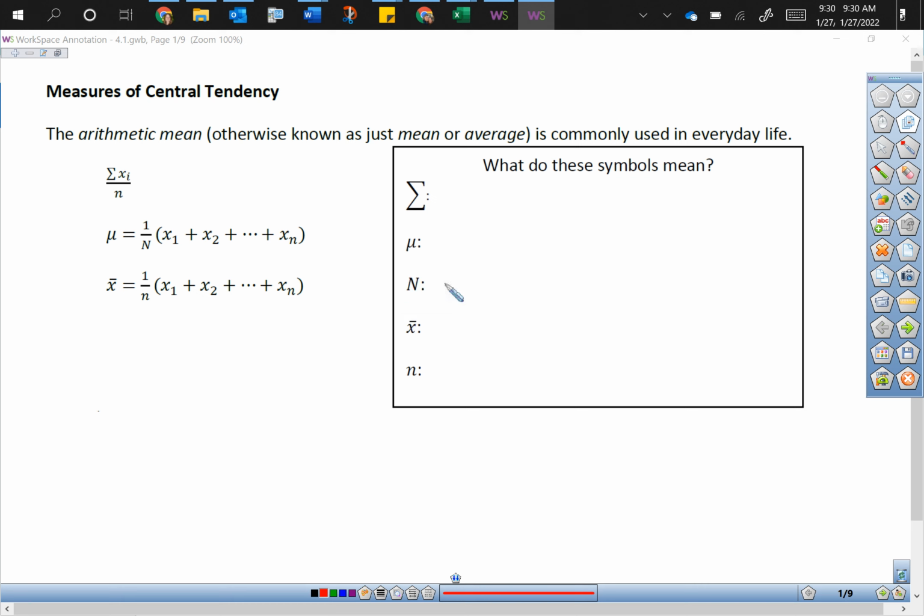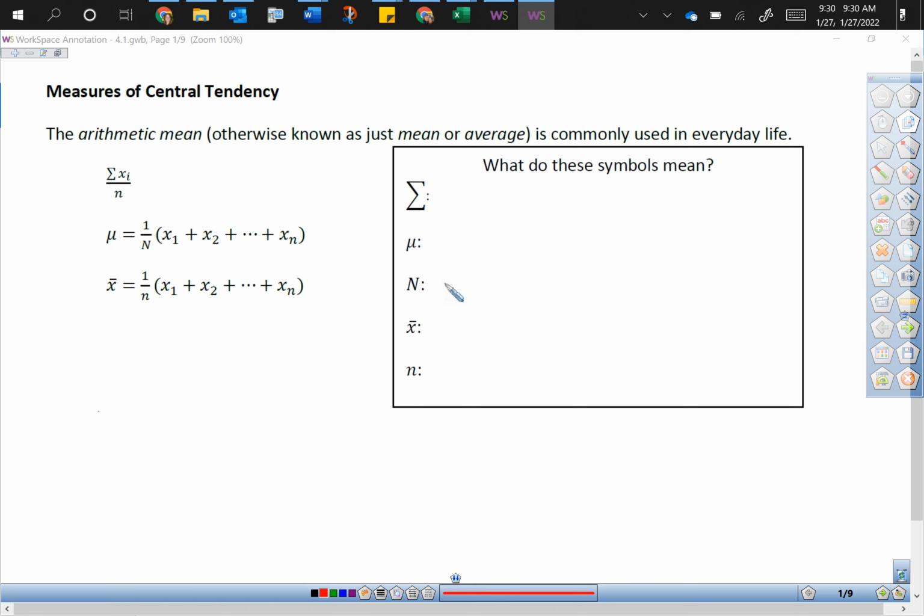Okay, so today what we're going to talk about is measures of central tendency. Now you guys have learned measures of central tendency before. We're just putting it into a more statistical reference. So measures of central tendency are mean, median, and mode. Those are measures of central tendency.